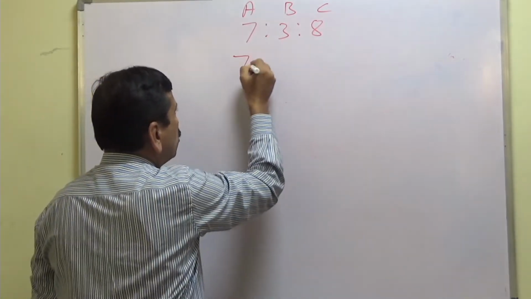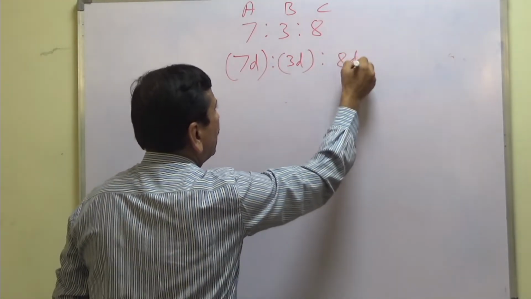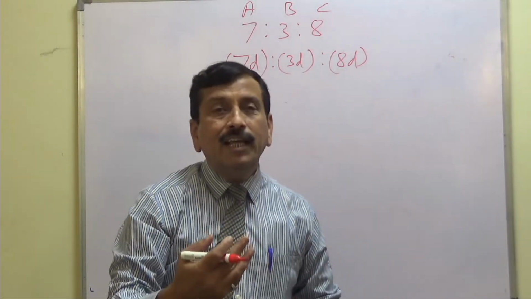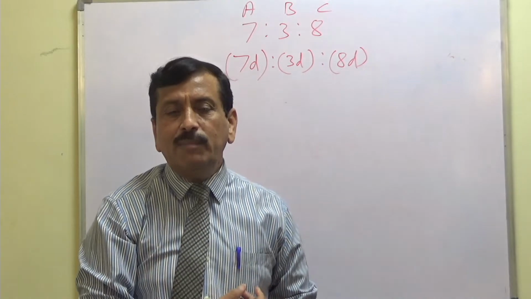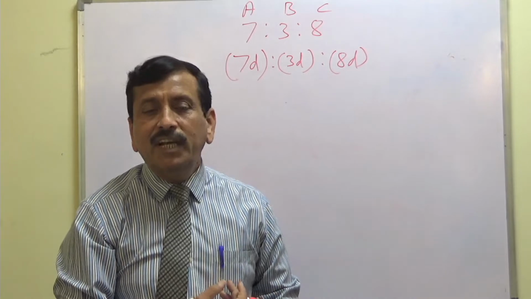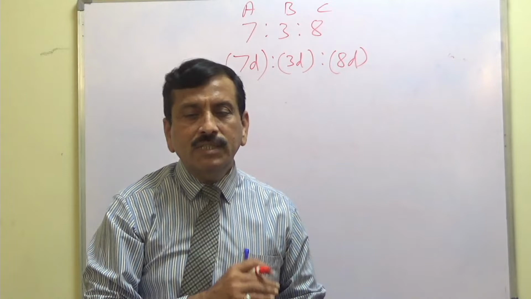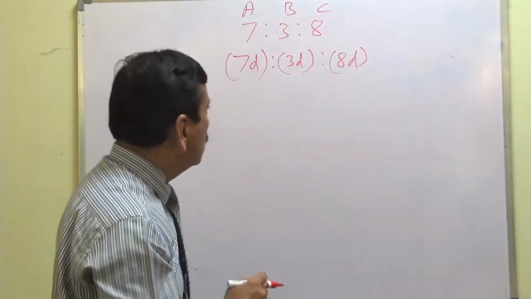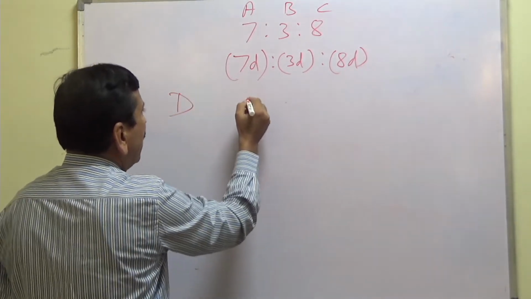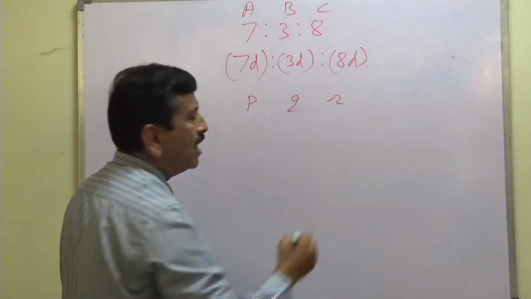I can say that their actual speeds may be 7D, 3D, 8D. The moment I take their ratio, the speeds of the three vehicles A, B, C are respectively, we can assume A as 7D, B as 3D, C as 8D, so that A is to B is to C, they come in a ratio 7:3:8. Now let's suppose to cover a certain distance D, A requires P time, B requires Q time, C requires R time.